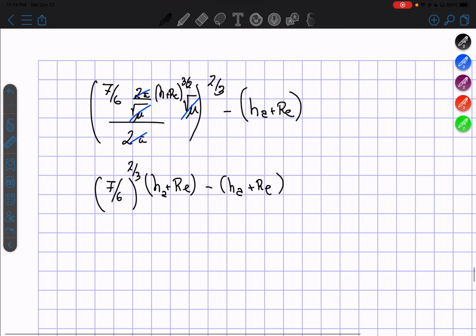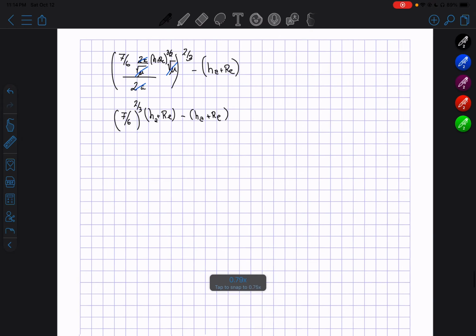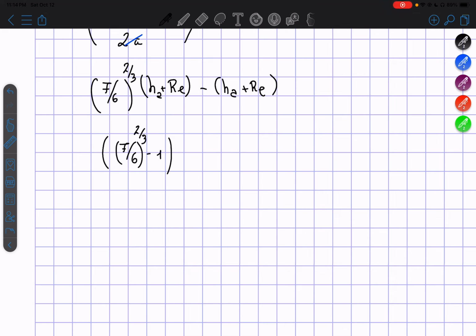Okay, so I could rewrite this as, was it 2/3? Was it 3/2? No, 2/3, yeah. So when we have 7/6 minus 1, this is 2/3 times HA plus RE. And does it even become even smaller? Let's check it out.